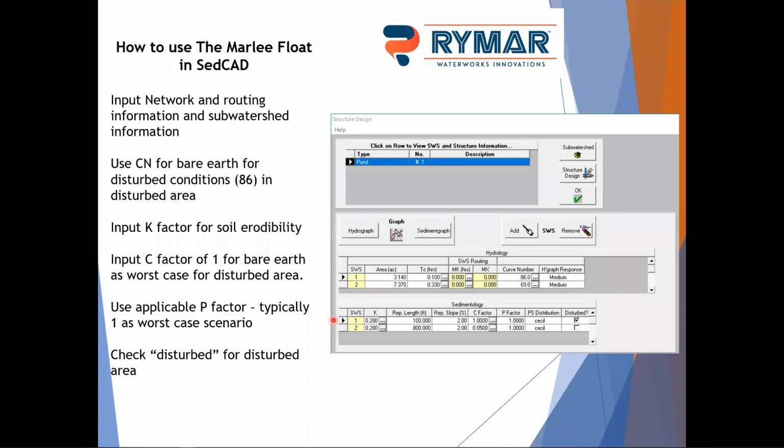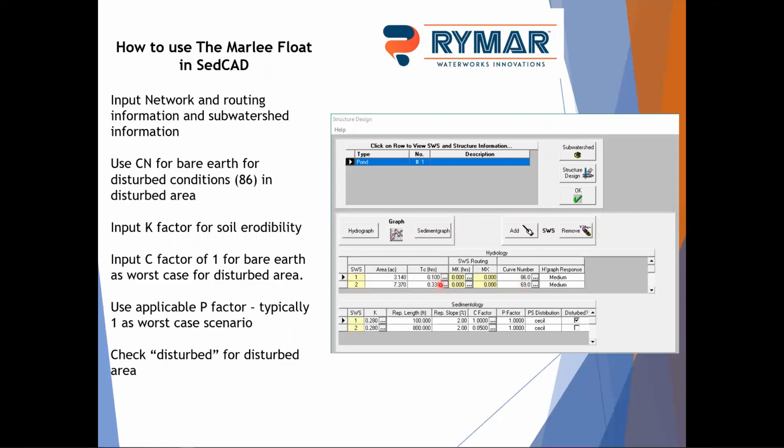Then you're going to get into your structure design. The first thing you're going to do is input your network and your routing. In this case, our network was basically one watershed to a pond, so we didn't have to do any real routing. We did have 2 sub-watersheds, so we broke out our disturbed area here. That's the 3 acres. You'll notice we've set a curve number of 86, which for us is a bare earth clay soil curve number. We've got about 7.3 acres, and that's a mix of some impervious, but a lot of grass, undeveloped. That's a 69 curve number, which was calculated.